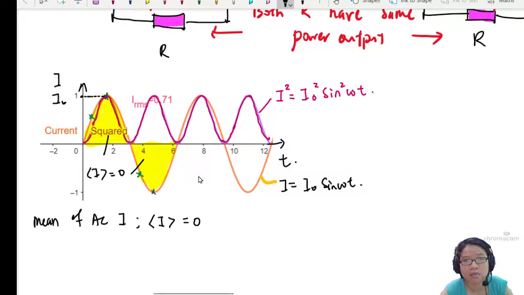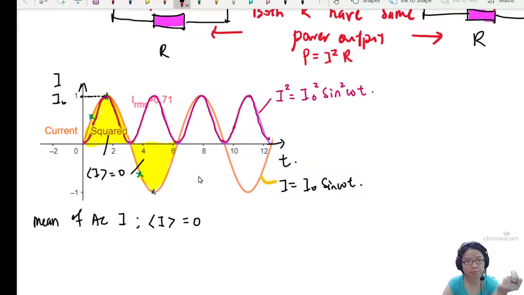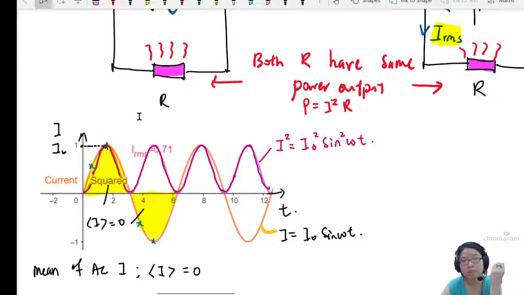Equation for power, the power output P is equal to I squared R. So there are two reasons why we want to square the current. Number one is because current can be positive or negative, and squaring it allows us to have a more accurate representation of what is happening here. Because you know why?